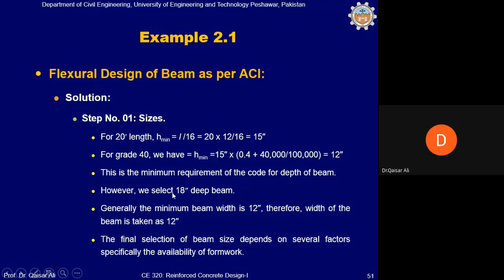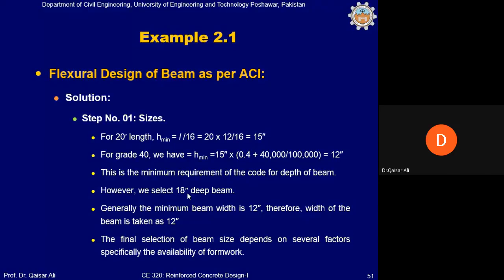Finally, we decide to select a beam with a depth of 18 inch. Okay, so why do we do this? Because the selection of the size of the beam will depend on many things. Number one is the ACI code criteria, which I tried to explain to you right now. But there will be many other things from a practical point of view. For example, the formwork availability.